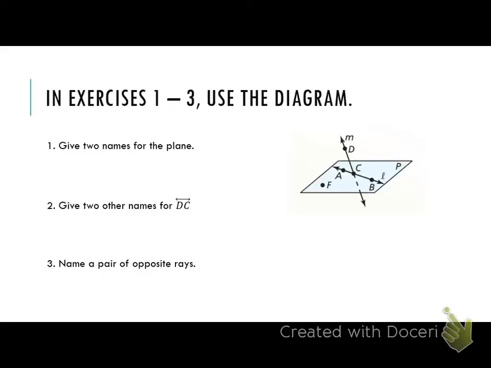All right, so in exercises 1 through 3, we're going to use this diagram. We're going to name or give two names for the plane. Anytime we name a plane, what do we always have to write? Plane. And then what is one of the options to name this plane? Plane P. How did you know to choose the letter P? It's not a point, it's a capital letter, right? So that's one option. What is another option to name the plane?